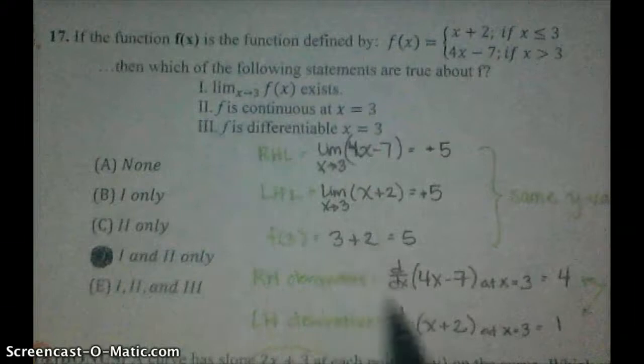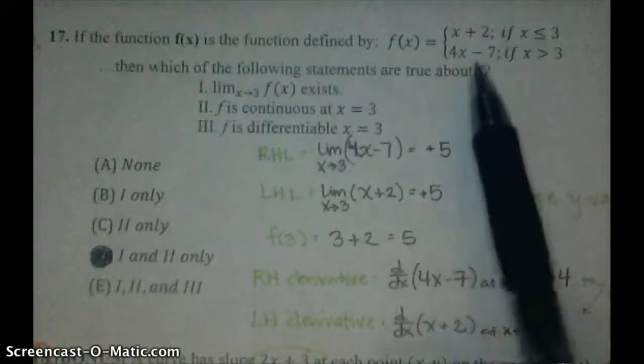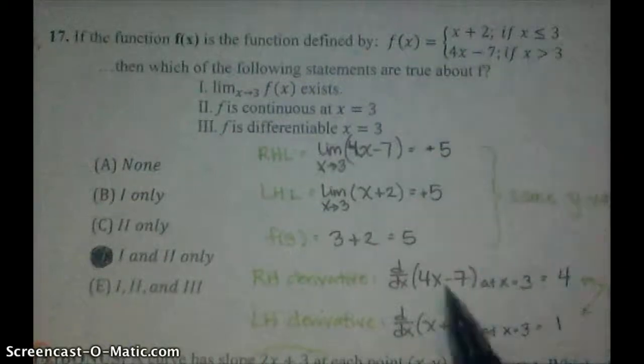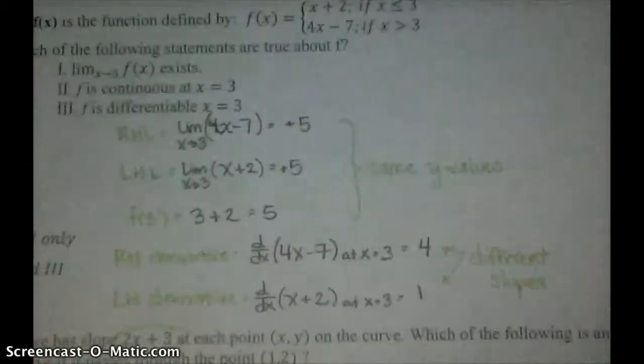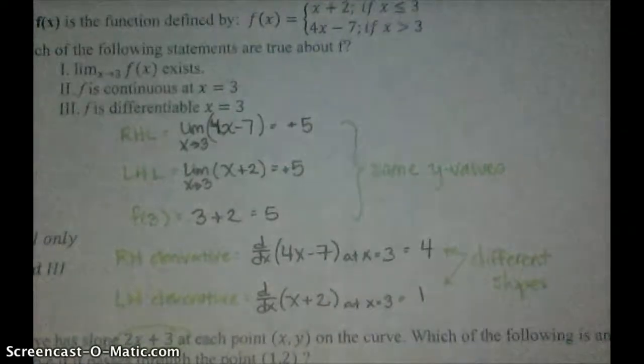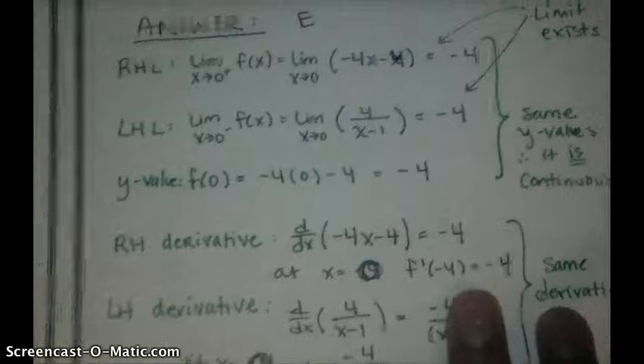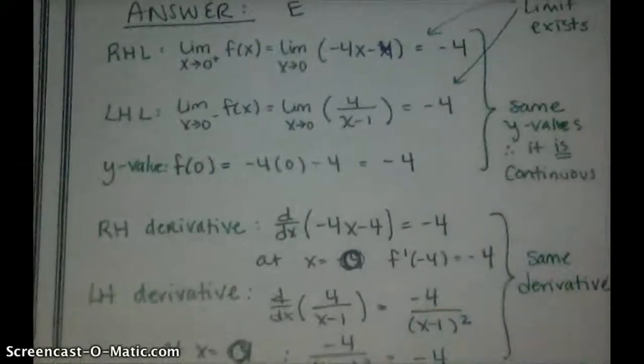Notice how to take the derivative, I don't really have to use the limit definition. I'm just taking the derivative of the right-hand piece and the left-hand piece using normal derivative rules. Now, in this case, the 2 derivatives are different slopes, so this is not differentiable, but it is continuous and the limit does exist. Use that same logic to do this one. All right, as you probably saw, the answer was E. Here's the work if you need to take a look at it.